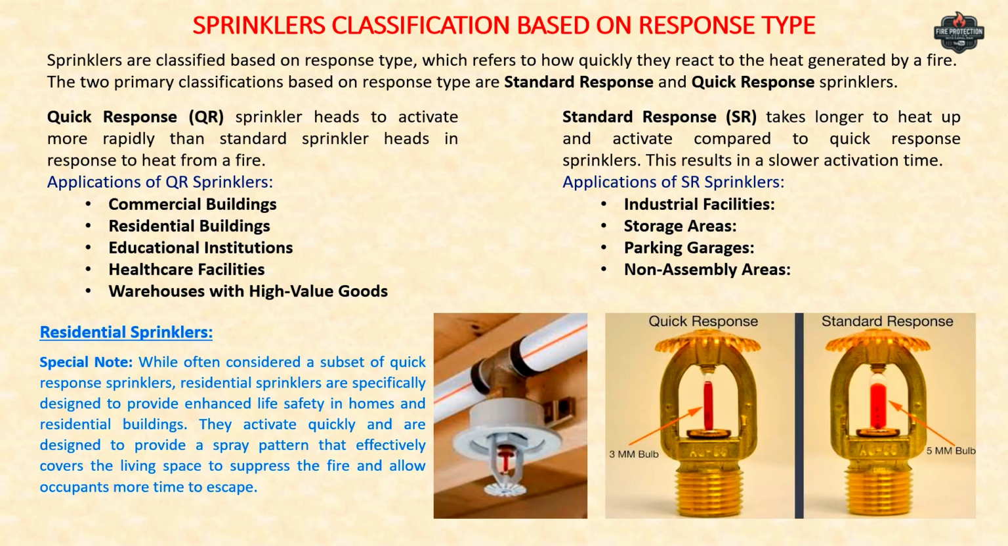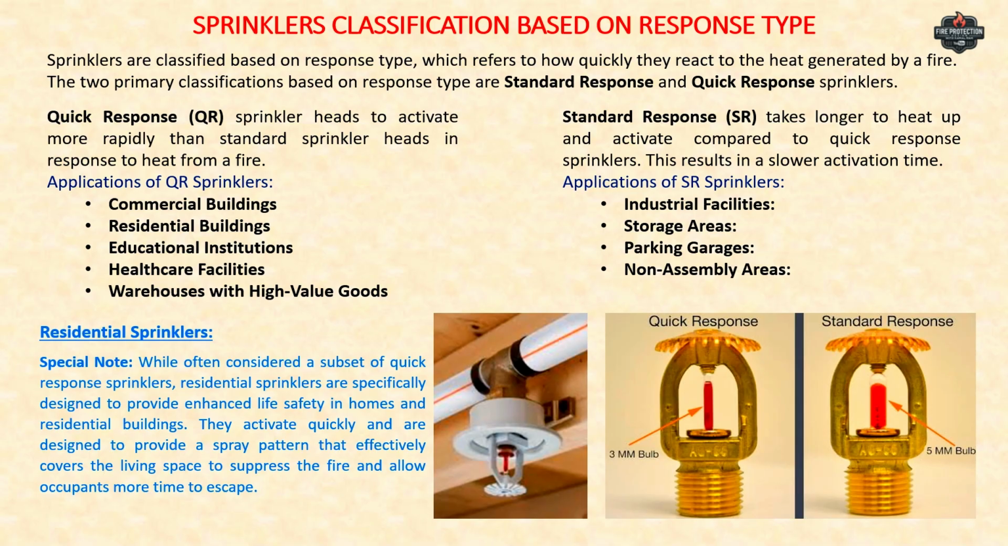The second one is the standard response sprinkler, which is mostly used in all places, like industrial and commercial buildings, warehouses, and manufacturing facilities. So their bulb size is 5 mm. These sprinklers are operated by focusing on containing the fire, preventing it from spreading to other areas of the building. They activate at a slower rate compared to quick response sprinklers, which makes them suitable for larger spaces where the goal is to control the fire until the fire department arrives.